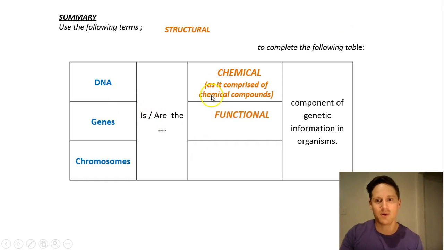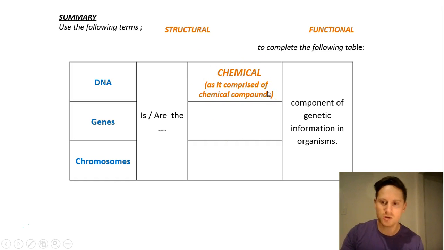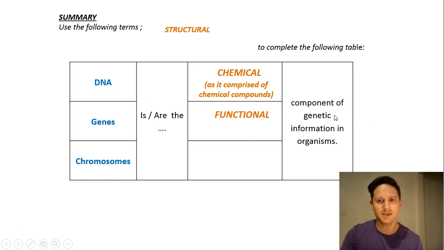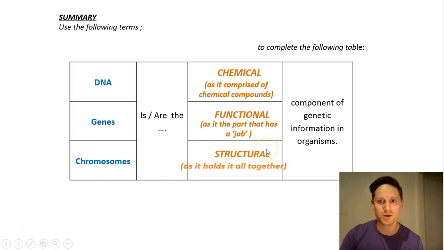DNA is the chemical component of the genetic information in organisms, because it's comprised of chemical compounds. Sugar, phosphate, nitrogenous bases, these are all chemical. Genes are the functional component of genetic information in organisms because genes have a job. Their function is to code to make a protein which has a specific feature in the body which gives rise to our genetic differences. Chromosomes, therefore, are the structural component of genetic information in organisms.